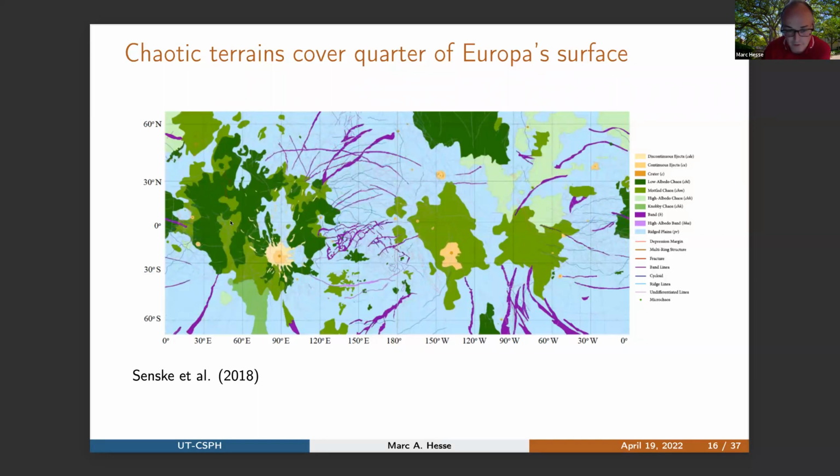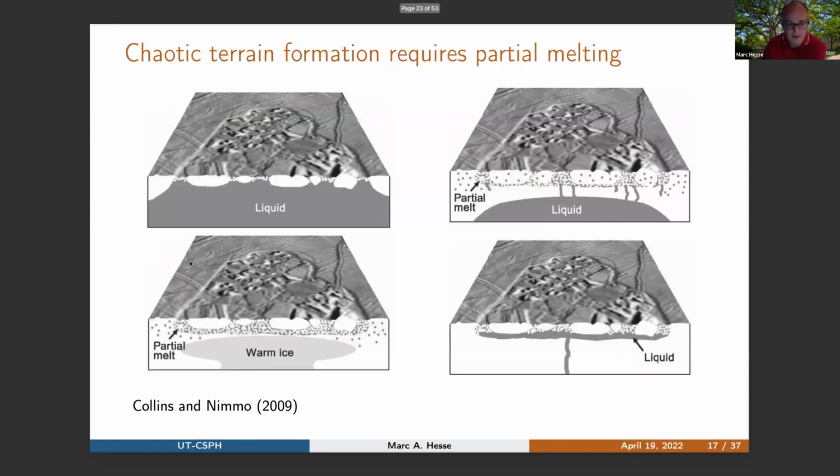So we'll focus on these chaos terrains, and the problem with this approach is that we don't understand how chaos terrains form, and so you can get into a lot of discussions on what these chaos terrains look like exactly. There's a review by Collins and Nimmo that has accumulated, I think, up to 9 different models of how chaos terrains might form. And I've selected just 4 here for the purpose.